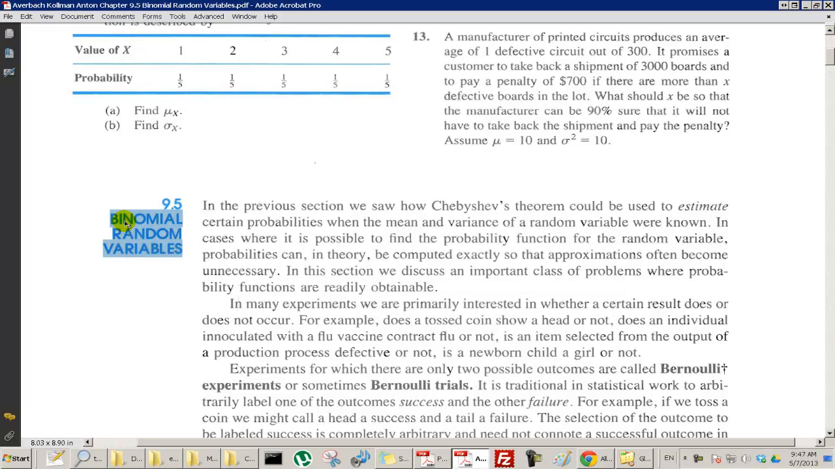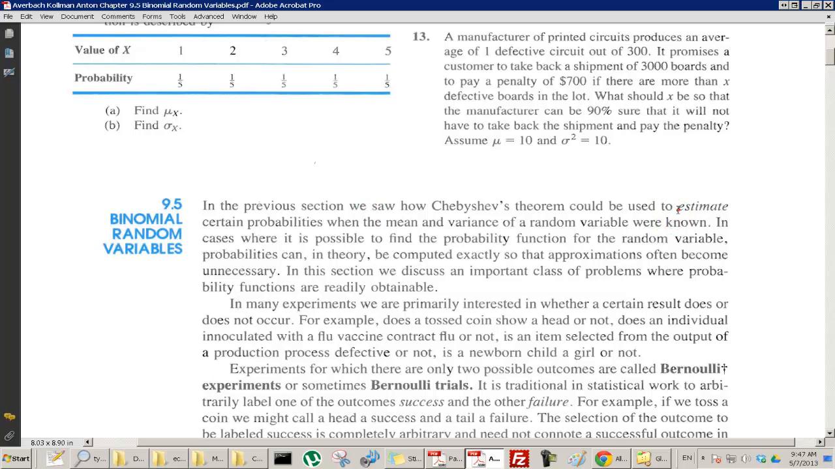Okay, let's now go to binomial random variables. So we've been talking about random variables. We talked about the mean of a random variable, which we also call the expected value. We talked about the variance of a random variable, the standard deviation, which is the square root of the variance. And we also used Chebyshev's theorem to estimate certain probabilities when the mean and the variance of a random variable were known.